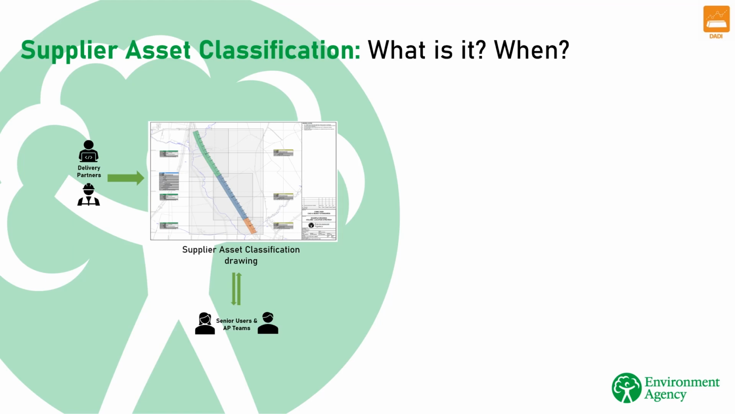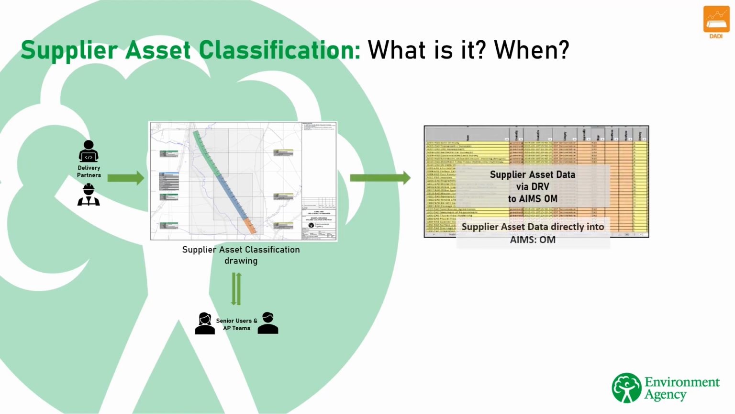During construction, the Supplier Asset Classification drawing is updated to reflect any as-built and as-commissioned changes made. After completion of the scheme and before handover, supplier asset data from the Supplier Asset Classification drawing is added directly to AIMS O and M for review and acceptance by the senior users and asset performance team.